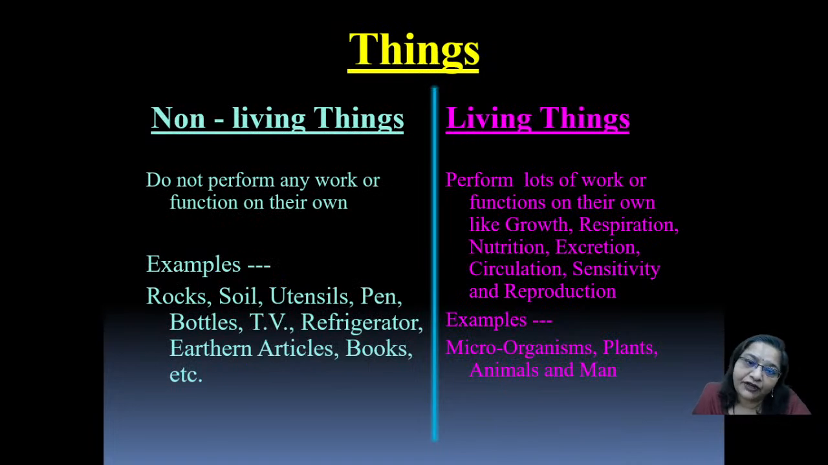So last session we saw what things are and how they are classified. We saw that things are classified into non-living things and living things. Those which do not perform any work or function on their own are non-living things, and those which perform lots of work or functions on their own, like various life processes like growth, respiration, nutrition, excretion, circulation, sensitivity, and reproduction, all those are living things, right? So we also saw some examples.